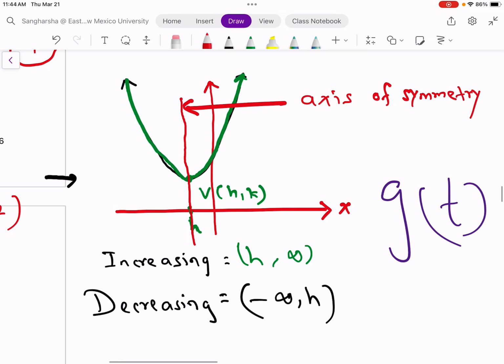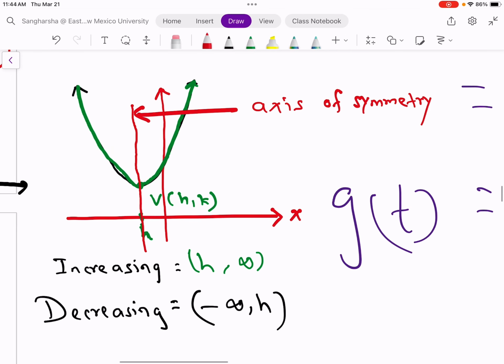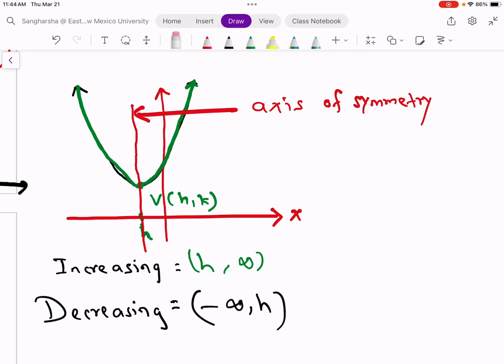Axis of symmetry is a line, it's not a point. Vertex is a point, but the axis of symmetry is a vertical line that always passes through a vertex. If that is a line, how do we represent a line? How do we write a line? One way is to draw a graph. Now what is the other way to write a line? Using a linear function or an equation, right? So we use an equation to write the axis of symmetry.